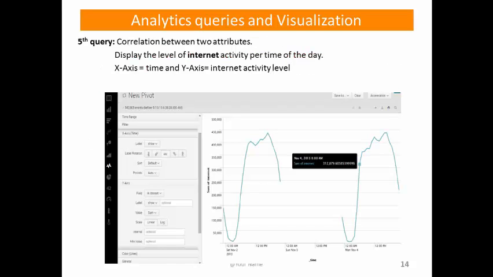In the next query, I want to analyze the correlation between two attributes. In this case, I want to see how the internet activity level has evolved over time. Remember that Splunk has added a time attribute on my data, which was missing in the original version. Here we now have a nice graph that tells us how the internet activity level evolved during the day. Because we're analyzing 2 days, the 2nd and the 4th of November, we see that there is a trend. The curves are almost similar.